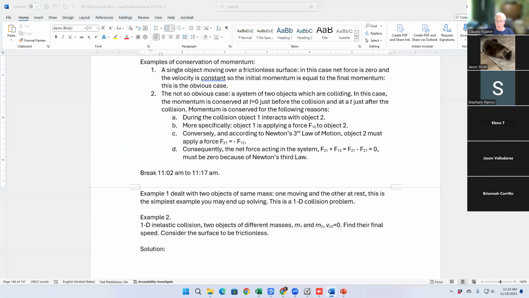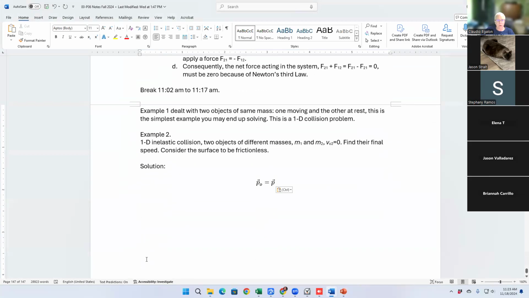The surface is frictionless. Consequently, the net force must be 0. If the net force is 0, there is conservation of momentum, okay? Net force in the system is 0. Consequently, momentum is conserved.